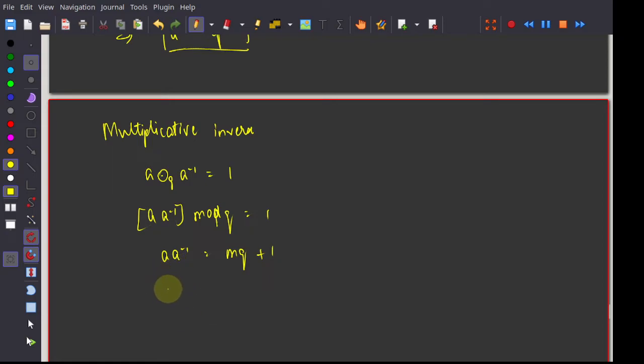Let me put it in a slightly different way. All of these are integers, correct? So Q is an integer, M is an integer, A and A inverse should also be integers. So an inverse can exist only if you can find an integer A inverse and an integer M such that A inverse equals MQ plus 1. Of course, this can't be any arbitrary integer. It should specifically be some integer between 1 and Q minus 1. So what more can you say about this?